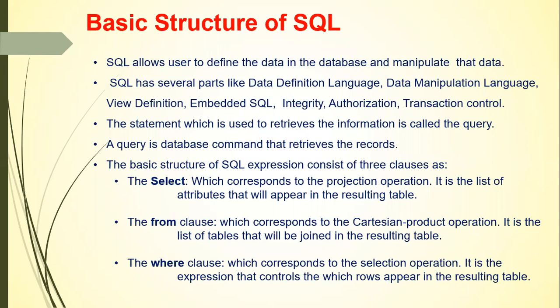But after this cross product, suppose the student table has 3 entries and the educational qualification table has 4 entries. When the total cross product is performed, how many total entries will the cross product table have? 3 into 4, that is total 12 entries are in the cross product table. Okay, and among these 12 tuples we need to fetch only some of them.